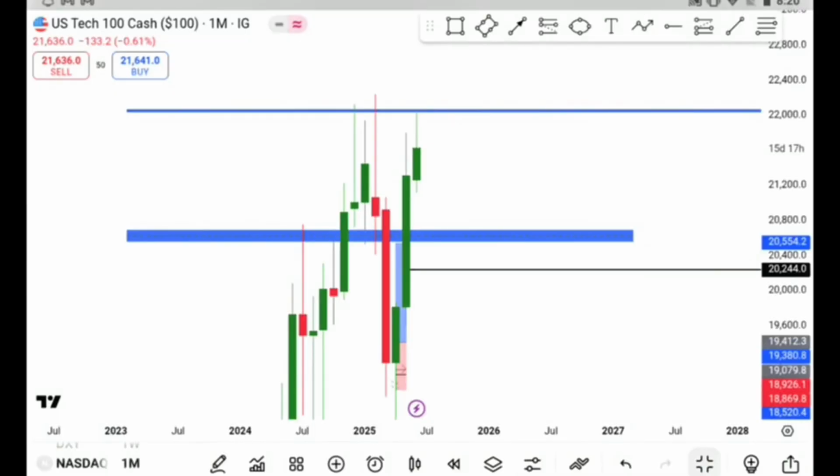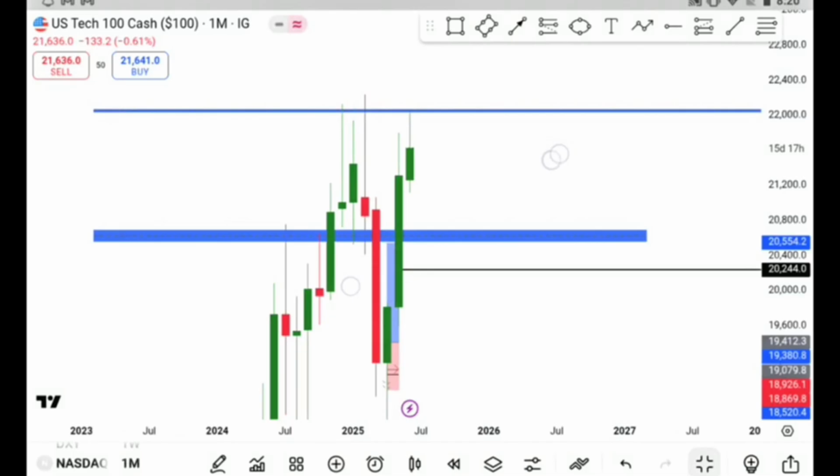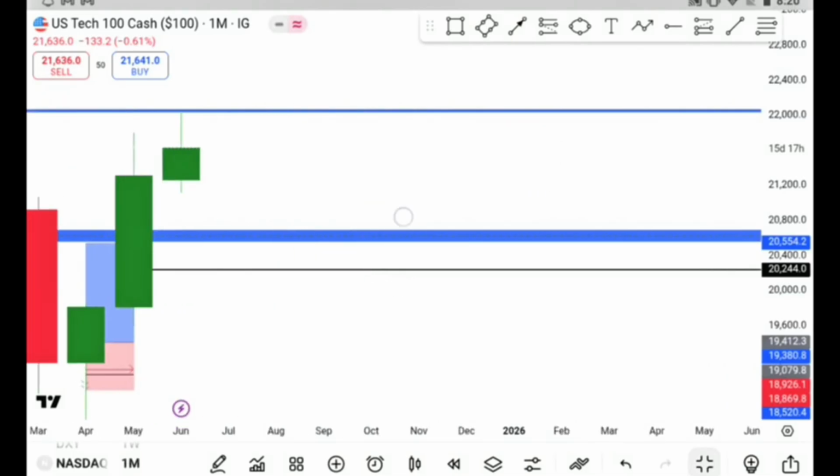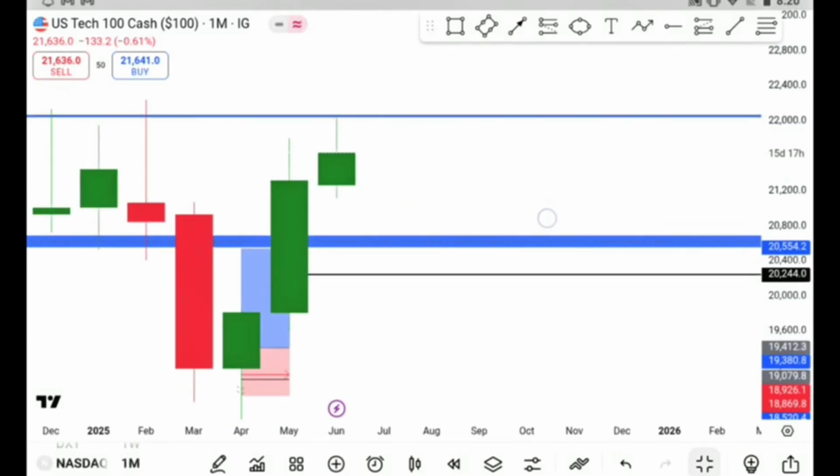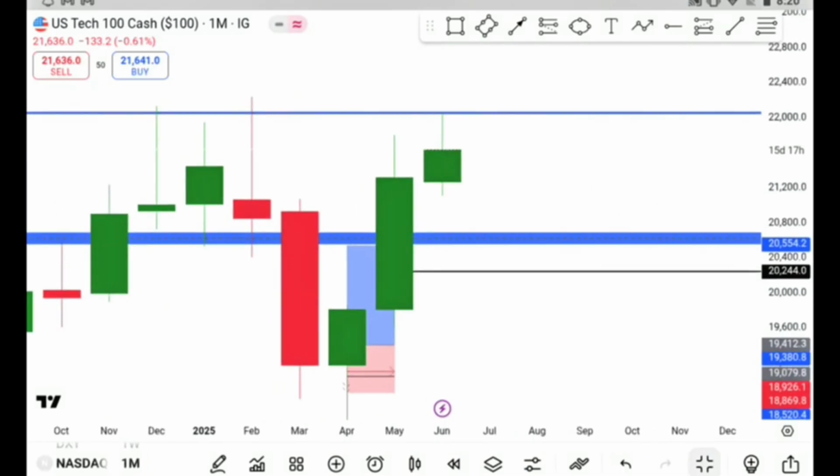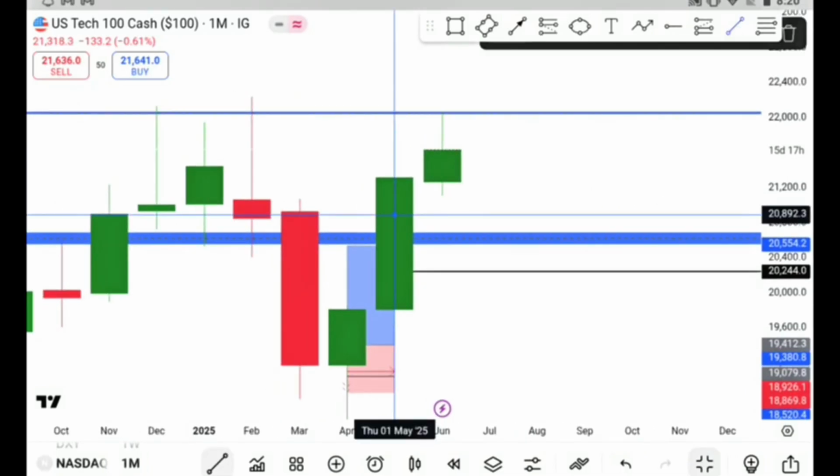So this is my screen. Here is the monthly time frame on NASDAQ 100. As you can see my chart here. So I'm going to walk you through this chart so that we can get a bit of understanding. So from here, you see that we are in the monthly time frame and this is NASDAQ.